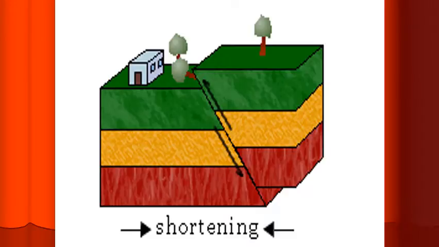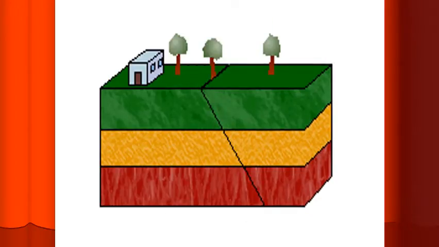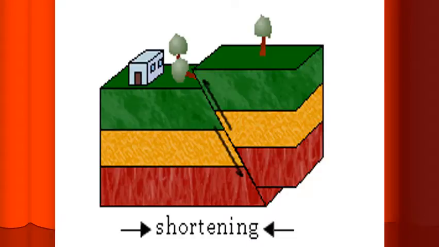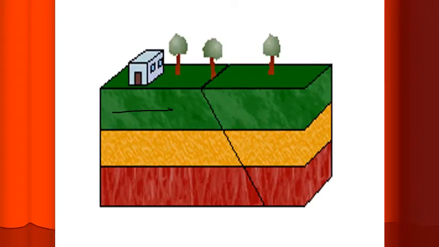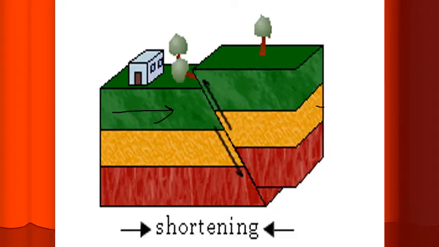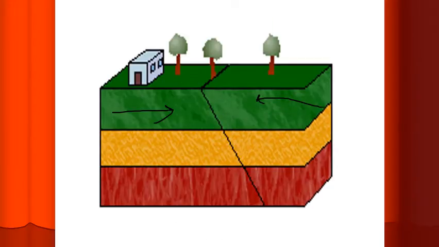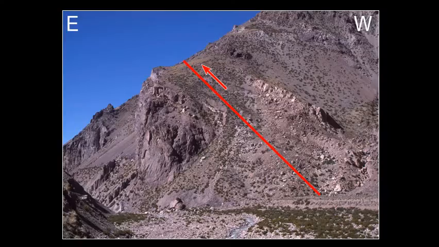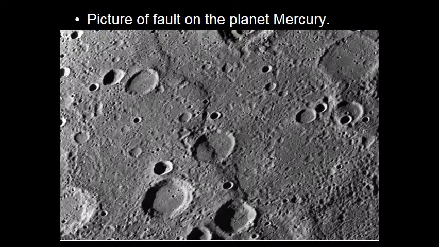There you go. Poor tree got knocked over. One more time. All right. So as these are pushing towards each other, that's going to tend to make this kind of move in an upward direction. Okay, so we have a thrust fault here. You can see this part of this rock here has kind of moved out in this direction. This is actually a thrust fault on Mercury. You can see it right there.